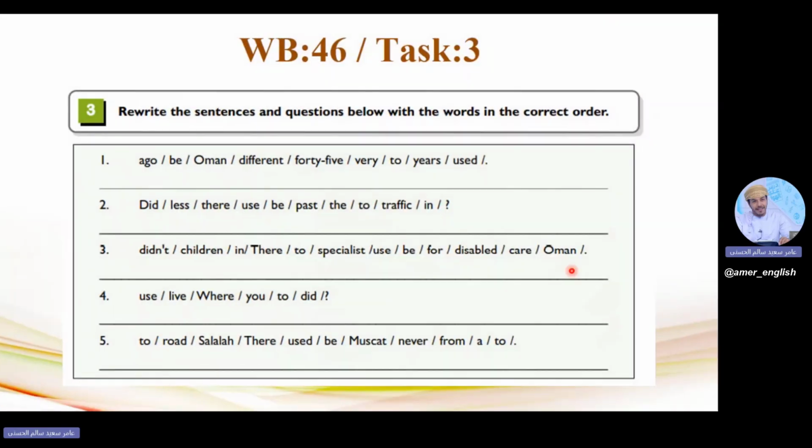Excellent. Let's move on to the next task, activity number 3. Here you are supposed to rewrite the sentences again and the questions below with the words in the correct order. They are scrambled. They are not in the correct order. So try just to put them in a correct order. Okay, so here we have ago, be, Oman, different, 45, very, 2 years, and used. Okay, so it will become Oman. We will start with Oman.